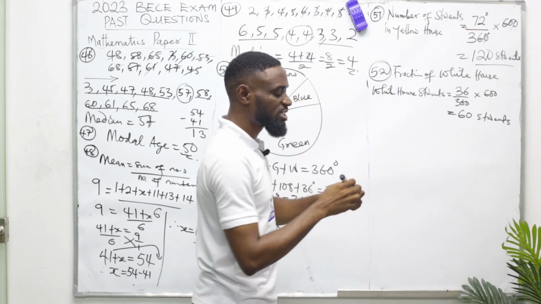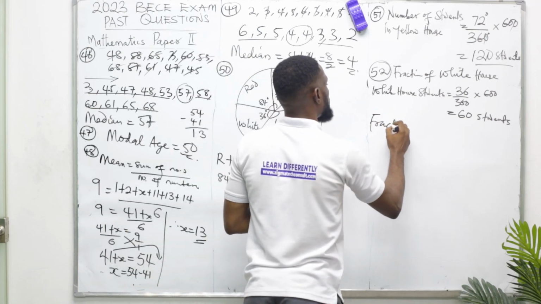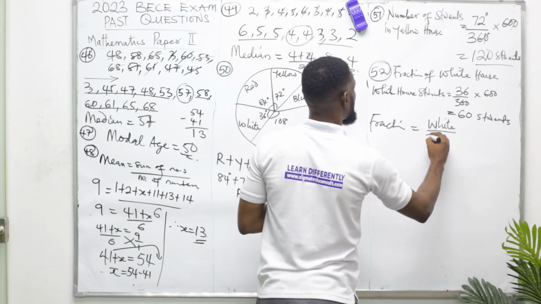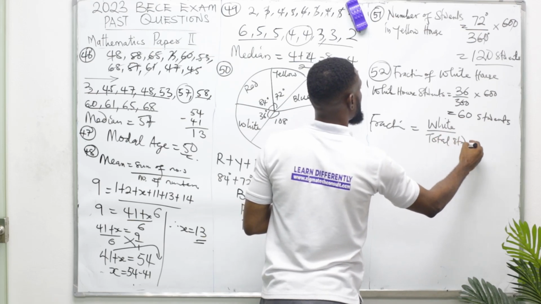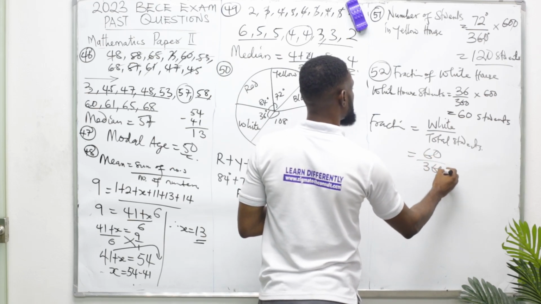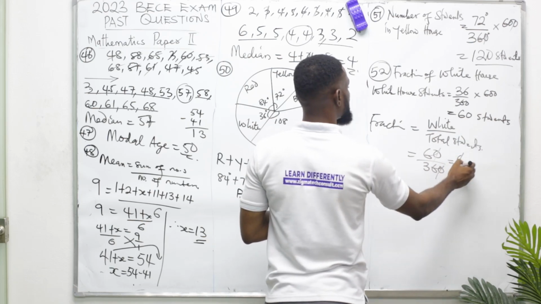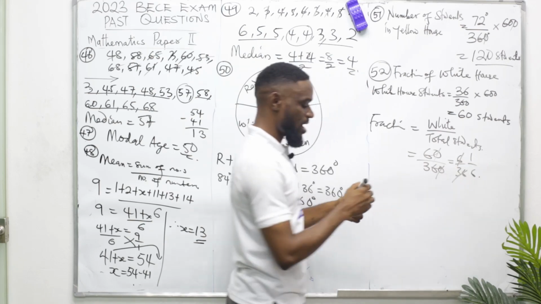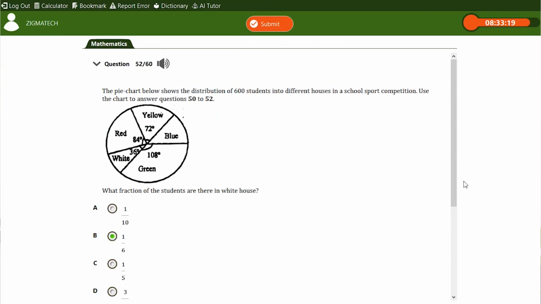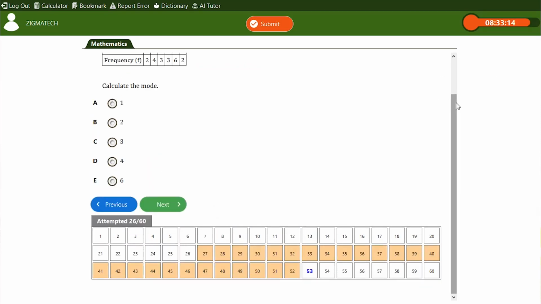Now, the question is, what is the fraction of the students in the White House? So the fraction is the students for White House over the total students. You get the point? So that is 60 over 360. This, 6, 36, right? 6 here is 1, 6 here is 6. So 1 over 6. So 1 over 6 is the correct option. That is option B. Do you get that? Okay. So let's see the next one.